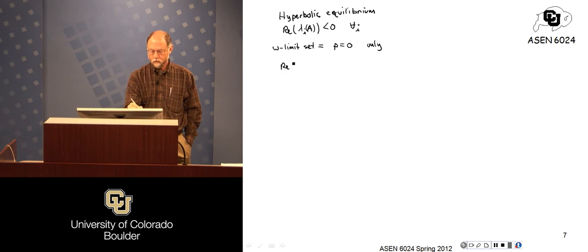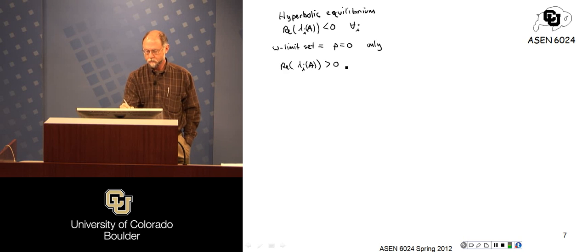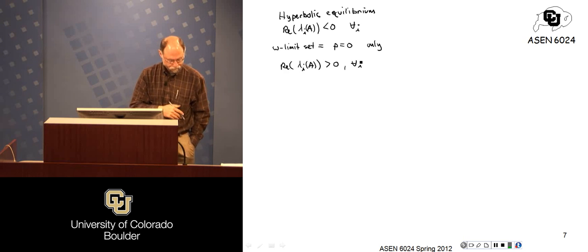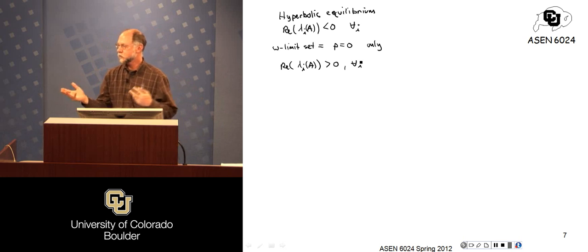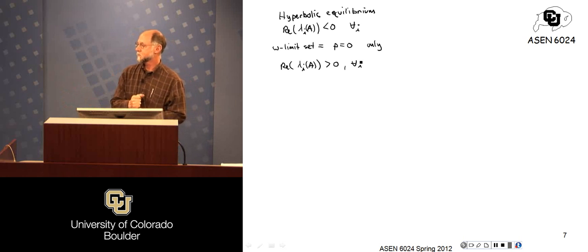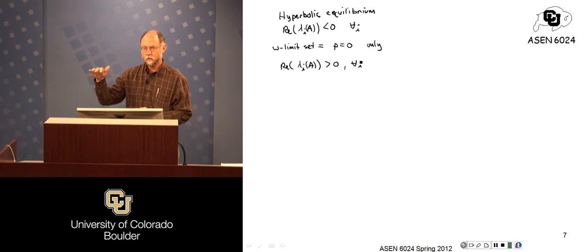What if the real part of the eigenvalues of A are always positive? What is the omega limit set? So first of all, what do the solutions do? They blow up. They all go to infinity. So it's the empty set then? Is there a point that I would visit infinitely often if the solutions blow up? No. Would you have an alpha limit set though in that case?